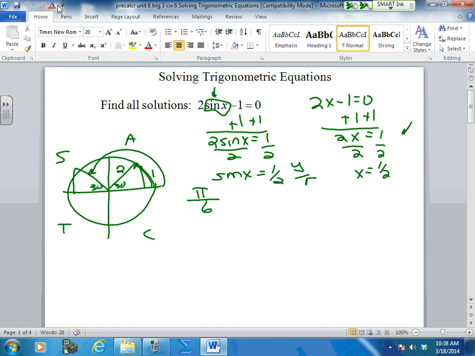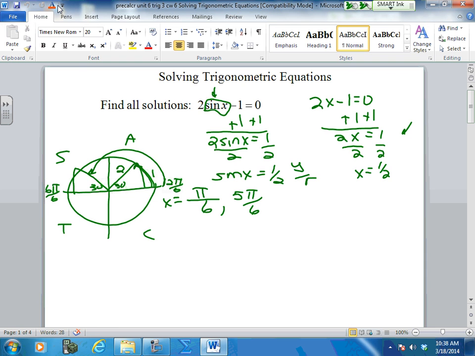So in quadrant 1, it is pi over 6, right? In quadrant 2, this would be 6 pi over 6. This would be 12 pi over 6. What's 1 less than 6? 5. Okay? So far, in 2 pi, we only have 2 solutions.